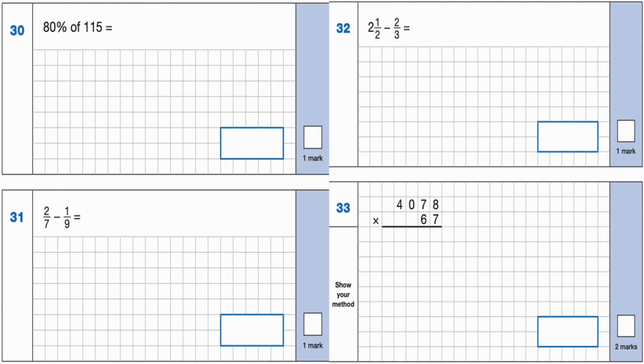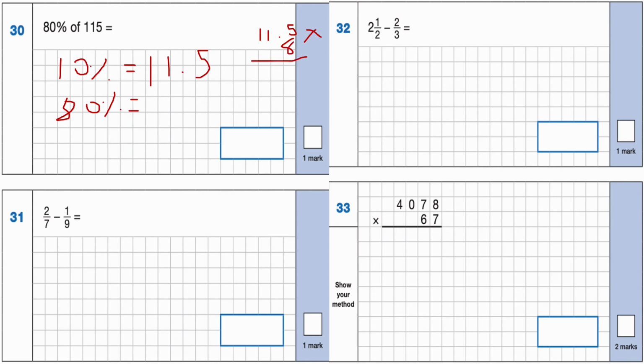Okay. Question number 30, again, a percentage of an amount, 80% of 115. Well, I'm going to work out what 10% of 115 is. Dividing it by 10, so hop in the decimal point, so it's 11.5. I want to work out what 80% is. So 80% is 11.5 times 8. Let's work it out here, guys. 11.5 times 8.